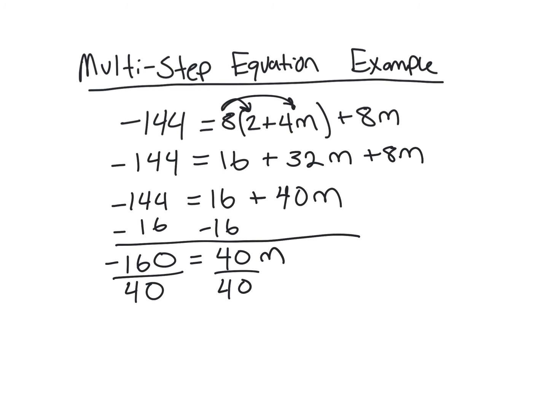-160 divided by 40 is -4, which equals m. And I'm not going to show you the check for this one because it's going to be the same exact check as what we did before because we got the same answer, m equals -4. So that's just two ways to approach this type of problem where we can either divide by that 8 everywhere, or we can distribute the 8.